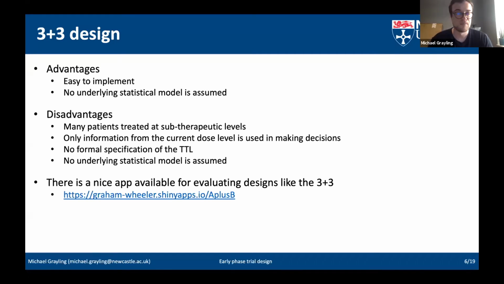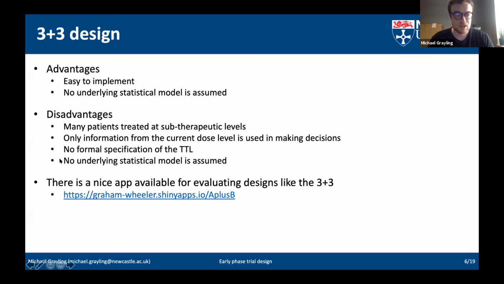Another key thing to consider here is that there's no actual formal inclusion of this target toxicity level into the design. The 3+3 is basically based on the idea that around about a 33% target toxicity level is common in cancer trials. But that value actually isn't taken into account anywhere in the design.